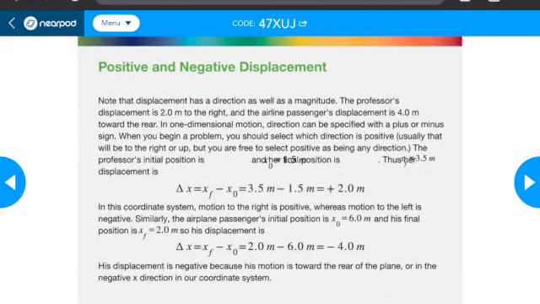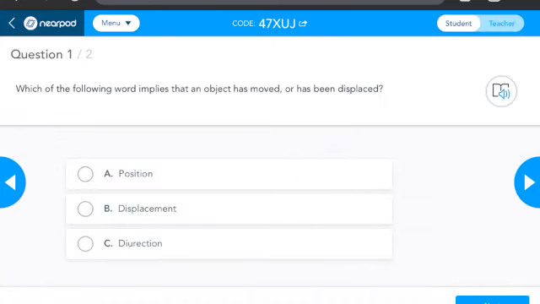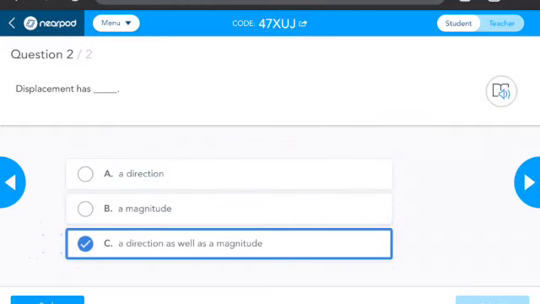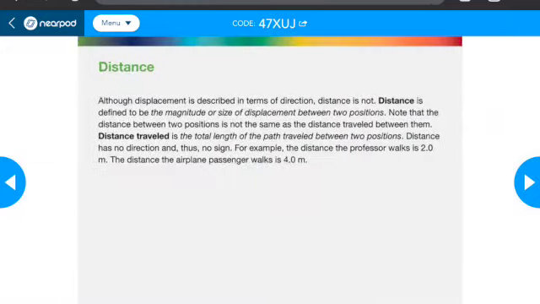So this slide here just talks about the two ways that displacement can be positive and negative, two directions, especially in one-dimensional motion. Here we have a question. Which of the following words implies that an object has moved or has been displaced? Well, of course, that's displacement. Displacement has a direction, it has a magnitude. It has both.